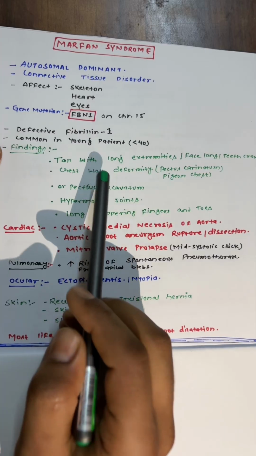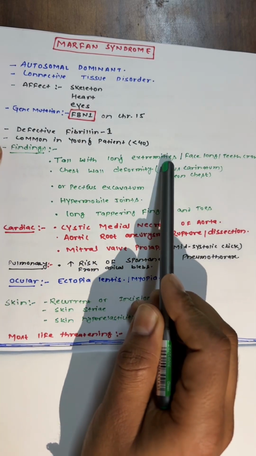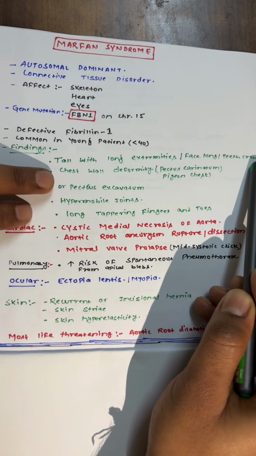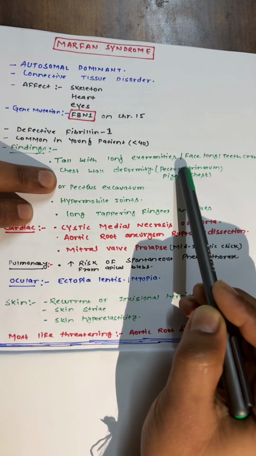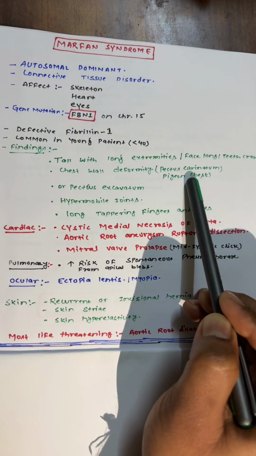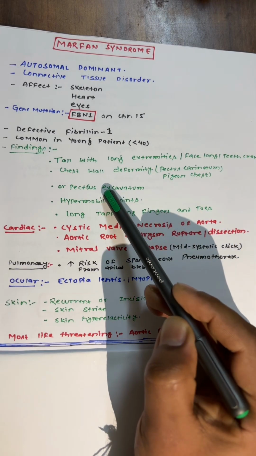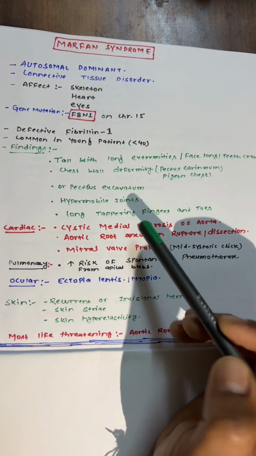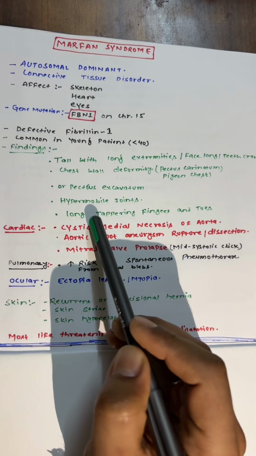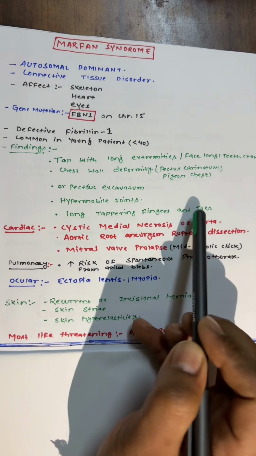The patient will typically have long extremities, a long face and crowded teeth. After that, chest wall deformity like pectus carinatum, or we can also say pigeon-like chest, or sometimes pectus excavatum. Then they will have hypermobile joints, and long tapering fingers and toes.